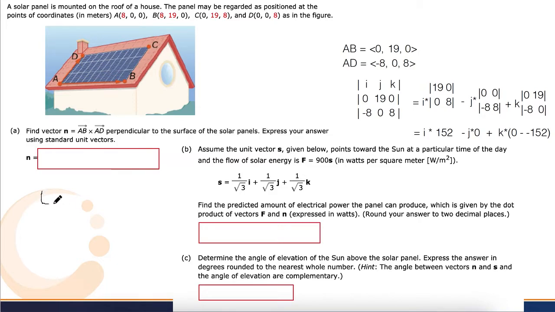So we've got the sun. Let's just draw that up here. The sun is up here. The angle of elevation of the sun above the solar panel. I mean, the sun is always above the solar panel, but for the angle of elevation, do they mean the angle between the orthogonal angle, the angle N that we found, and the sun?